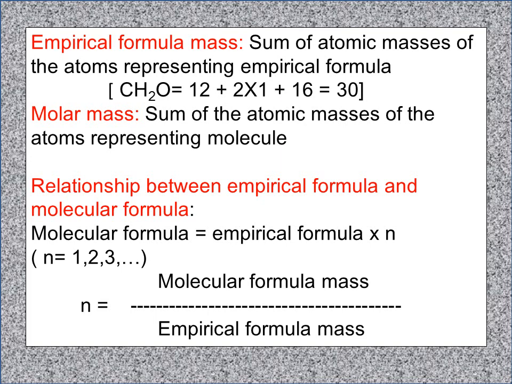And what is the relationship between this empirical formula and molecular formula mass? Molecular formula is nothing but empirical formula into n. This n is an integer. If you want to find out that n, you have to divide molecular formula mass by empirical formula mass.